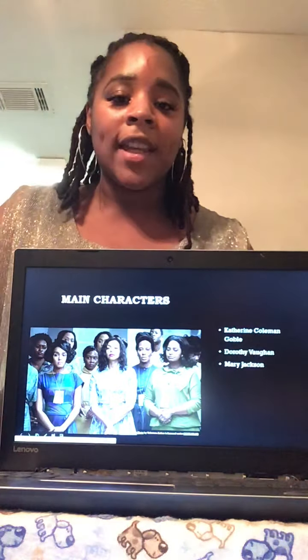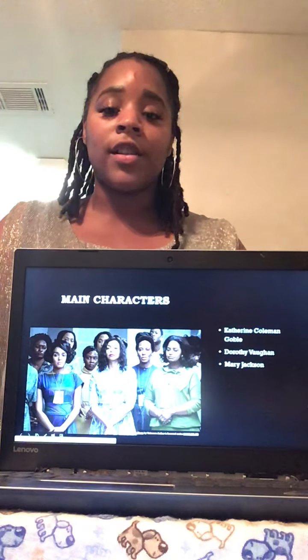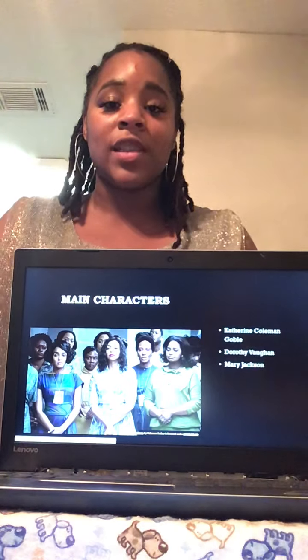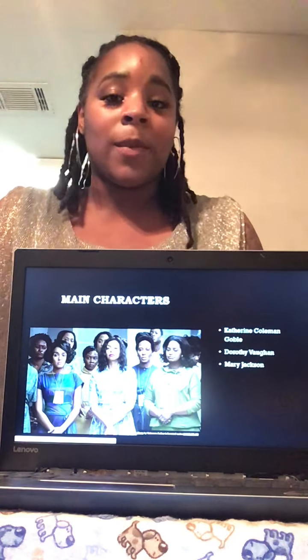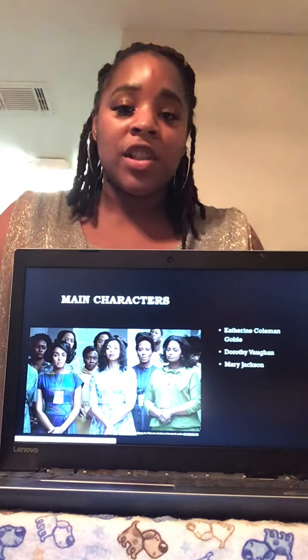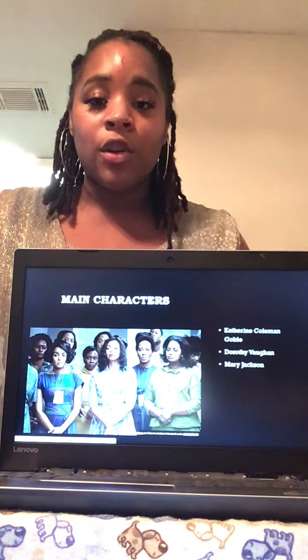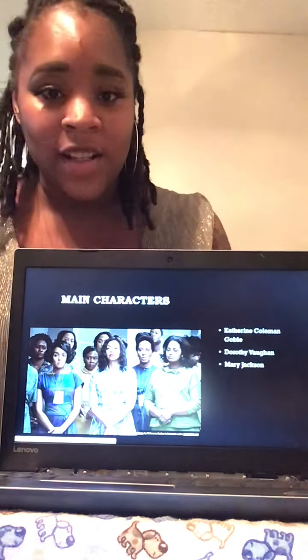The three main characters are Catherine Goebel, who is going to be working in a section that has never worked with black women. She's going to experience discrimination in the workplace and different hardships. However, she's going to be the brains who determine the astronaut going into space. We'll see that as we go along.